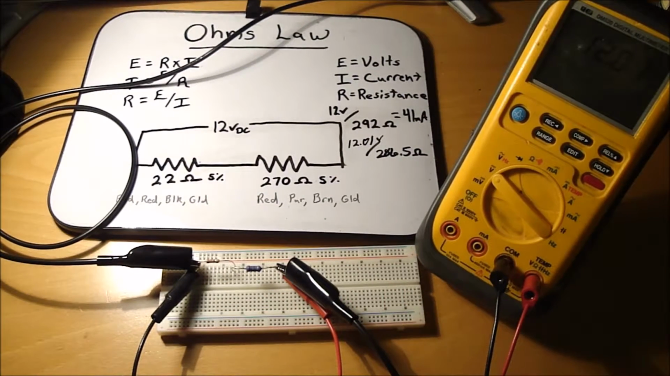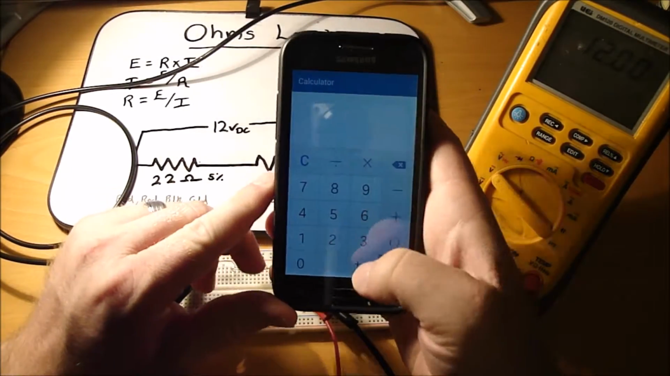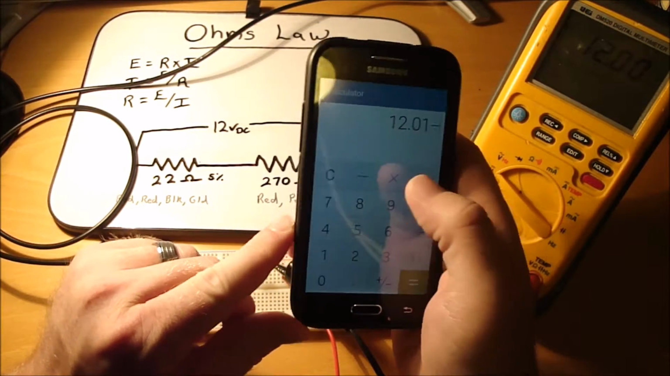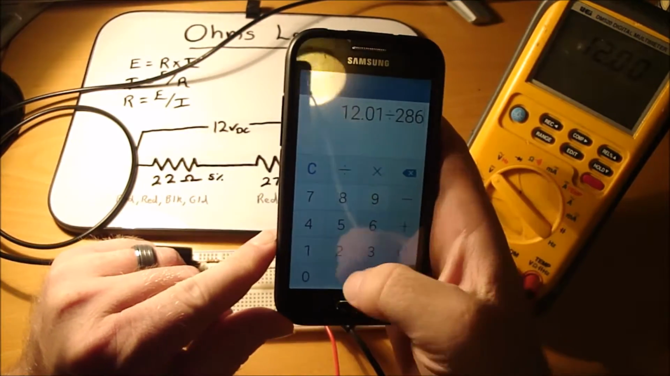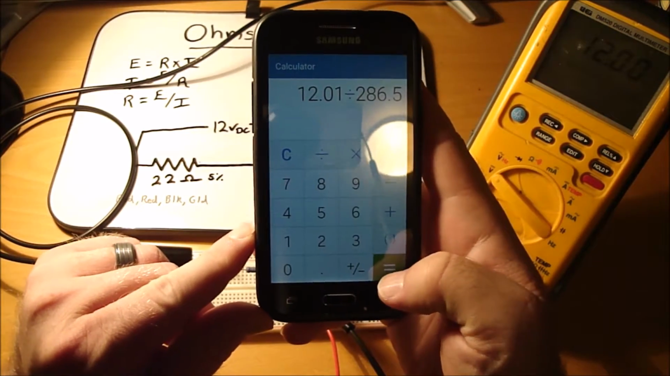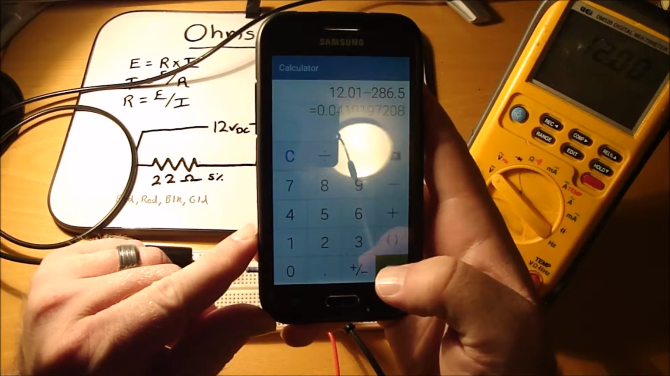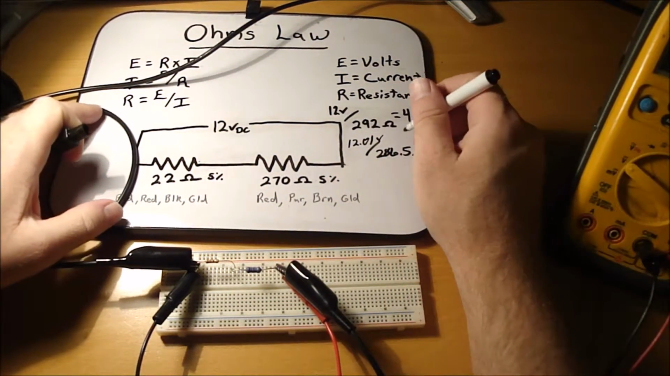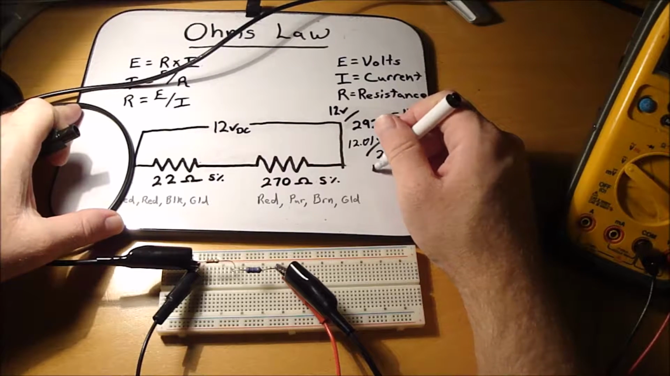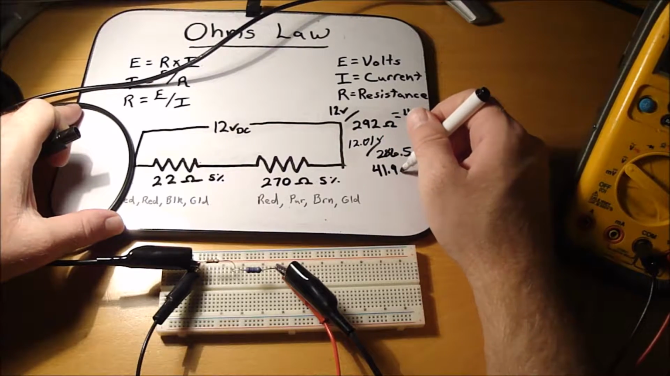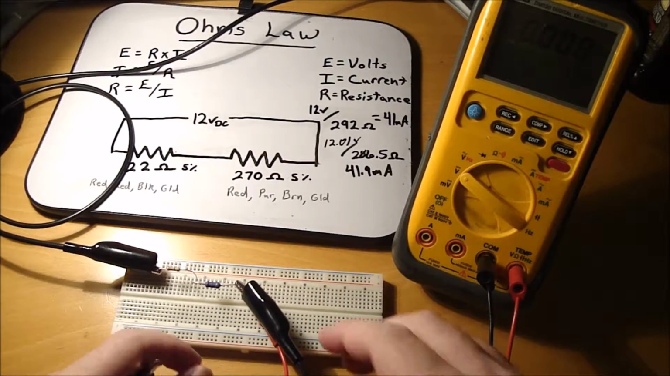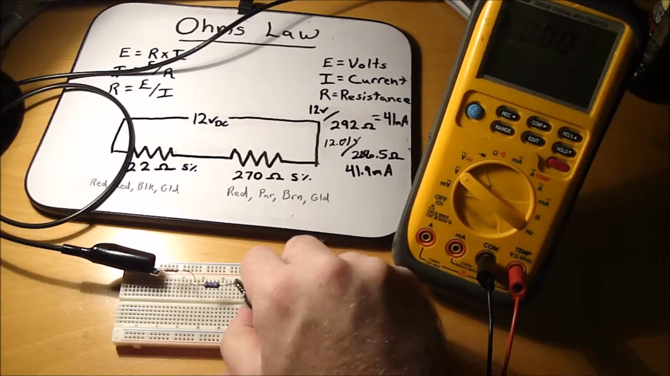So let's do the math on the calculator again. So 12.01 volts divided by 286.5 ohms equals 41.9 milliamps. So that's what we should measure, 41.9 milliamps. So let's put it in series with the circuit here so we can measure the amps.